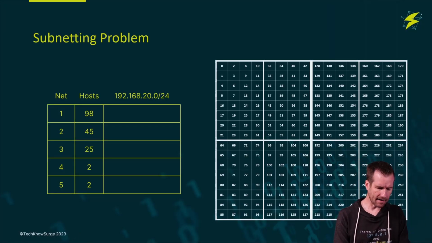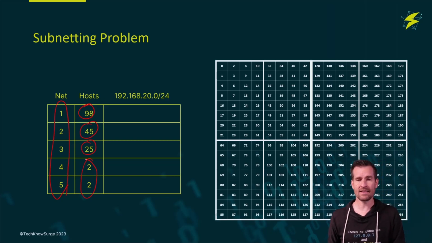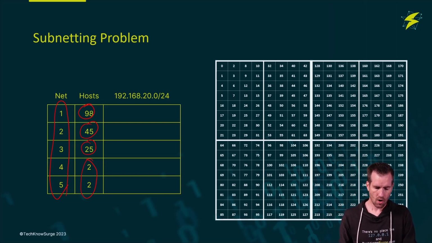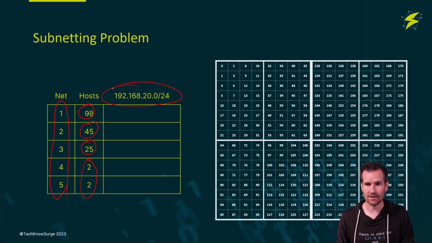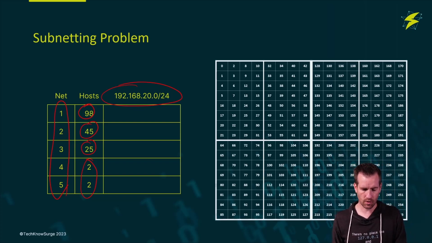We'll need to provide for 5 different networks here. The first one will have 98 hosts in it, the next one 45, the next one 25, and then 2 networks that just have 2 hosts each. We have this 192.168.20.0/24 address space to work with.